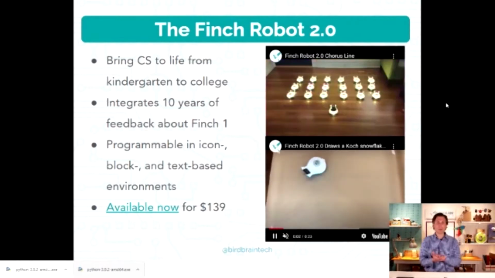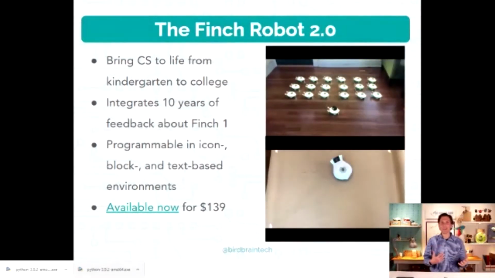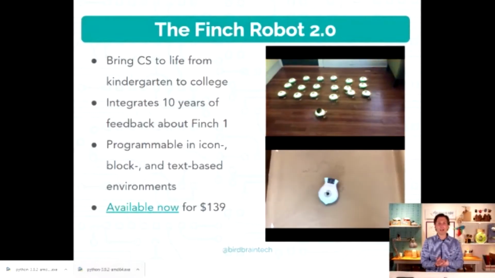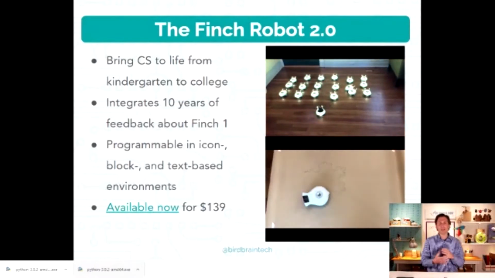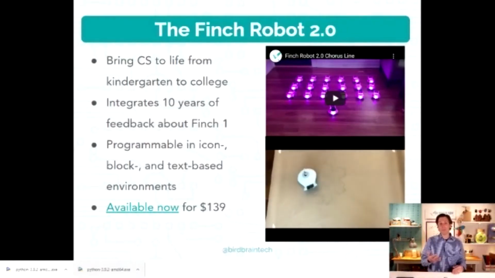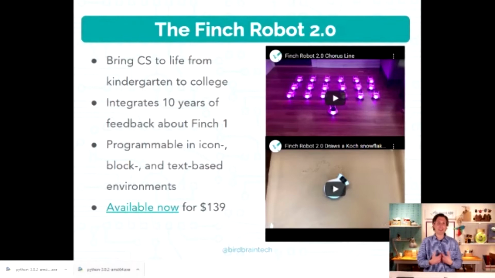Okay, so where did the Finch come from? The Finch Robot 2.0, as you can probably guess from the name, is the second version of the Finch robot. The first version was developed at Carnegie Mellon University in the late 2000s as a tool for engaging students in computer science at the time, at the high school and college level. I mean, if you remember, 2008, 2009, people weren't necessarily talking about coding in middle and elementary school. But the mission of the robot was to engage and excite students in learning computer science.